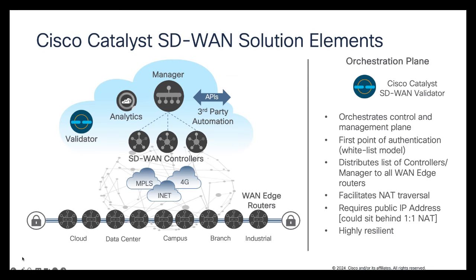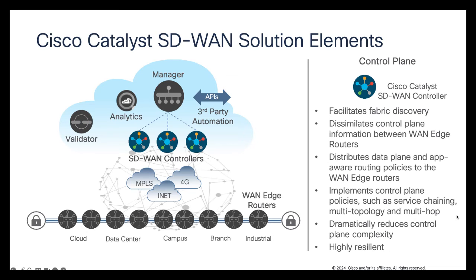For situations where controllers or the manager system or any of these devices are behind a NATing agent, the validator will help define that by specifying the public and private components of the NAT and advertising them to the network.